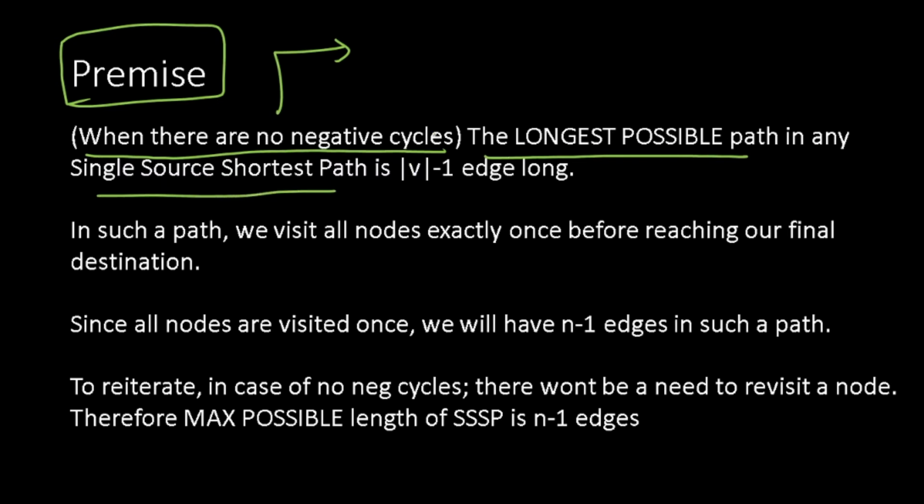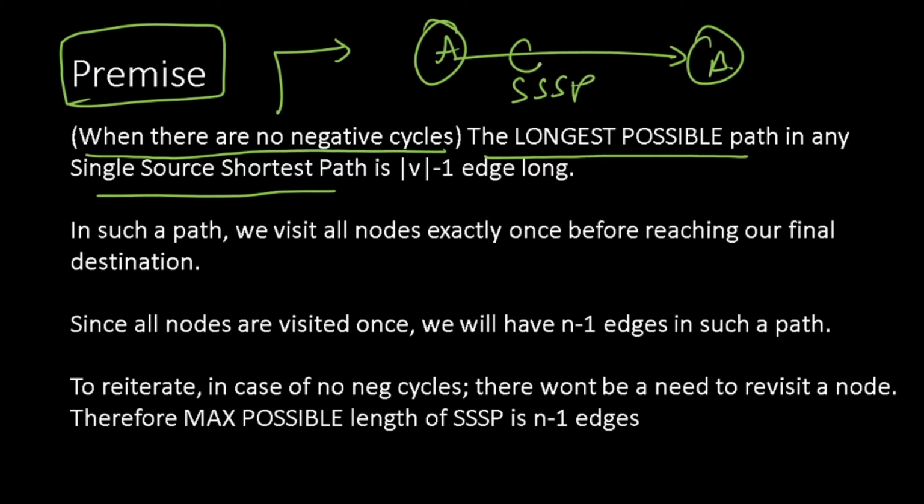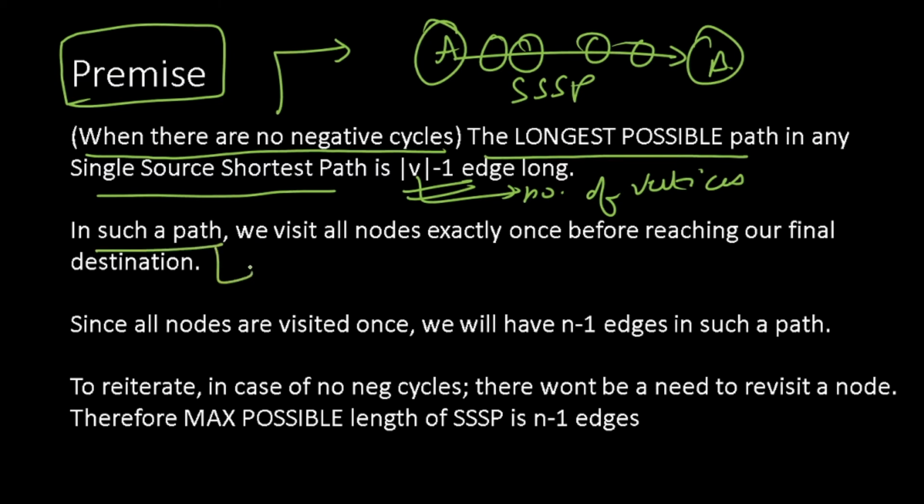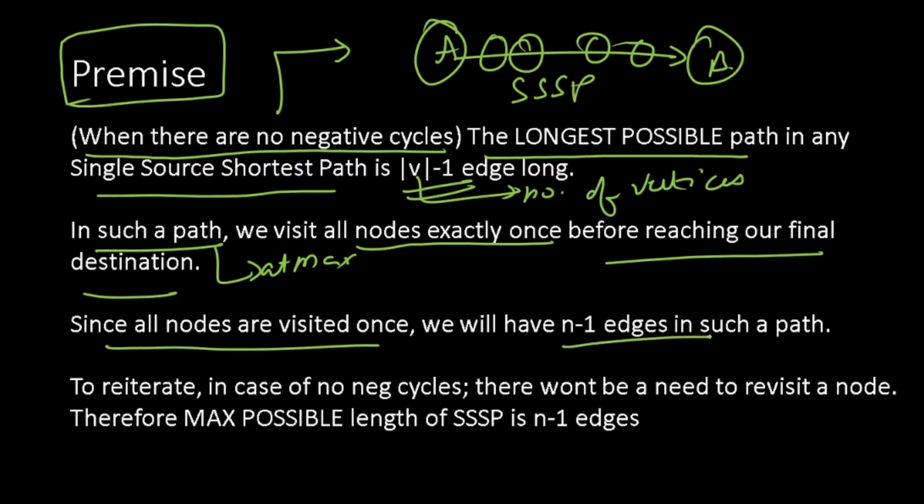Very complicated sentence. What that essentially means is, if there is a path from A to B, and if it is a single source shortest path and there are a number of nodes in between, that can at max be, where n denotes the number of vertices, n minus 1 long. What does that mean? In such a path, at max we can visit all nodes exactly once before reaching our final destination. Since all nodes are visited once, we'll have n minus 1 edges in such a path.